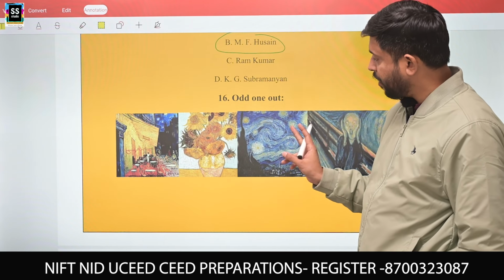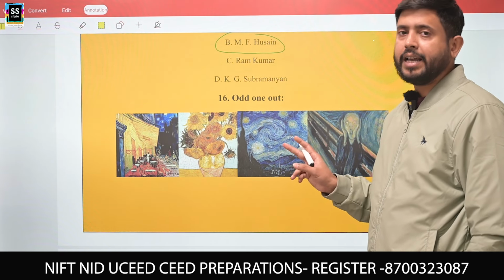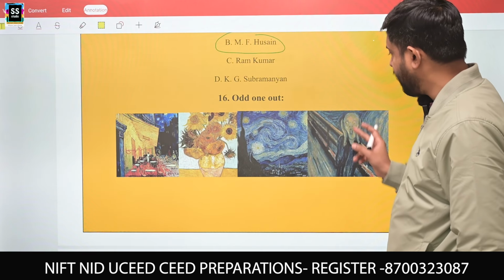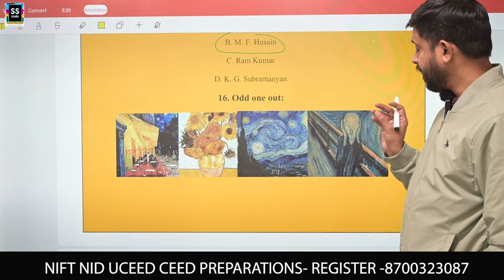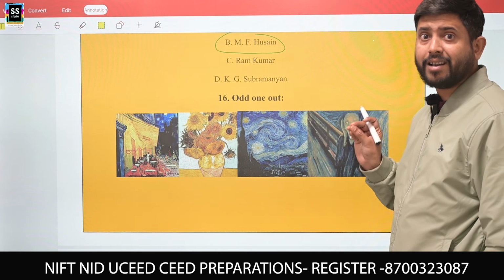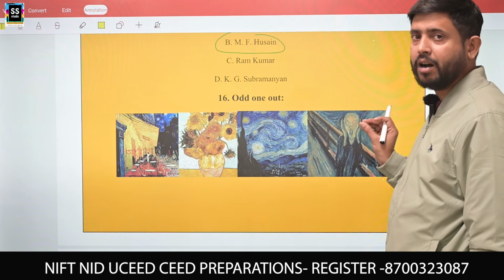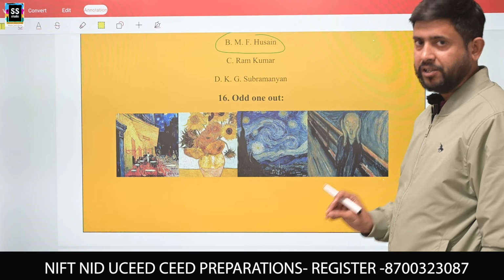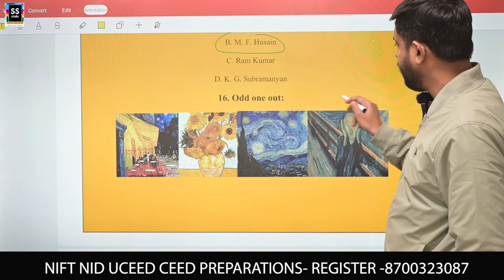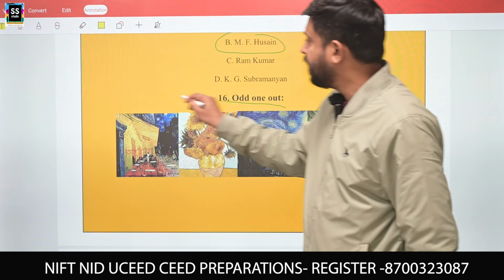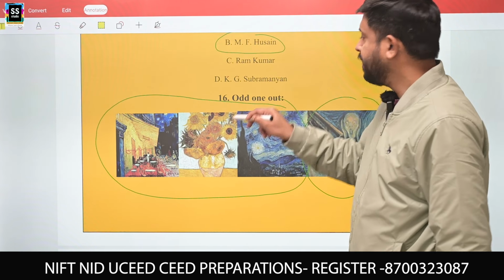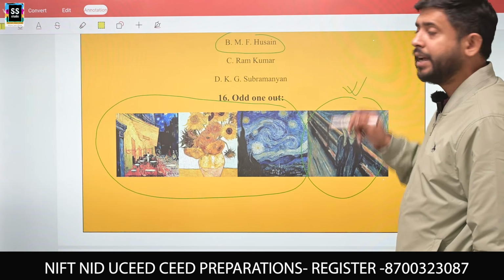The third one is Starry Night, again by Vincent van Gogh. But the last one you see is called The Scream, and the artist of this artwork is Edward Munch. So this one is the odd one out, because these three were done by Vincent van Gogh and this one was done by Edward Munch.